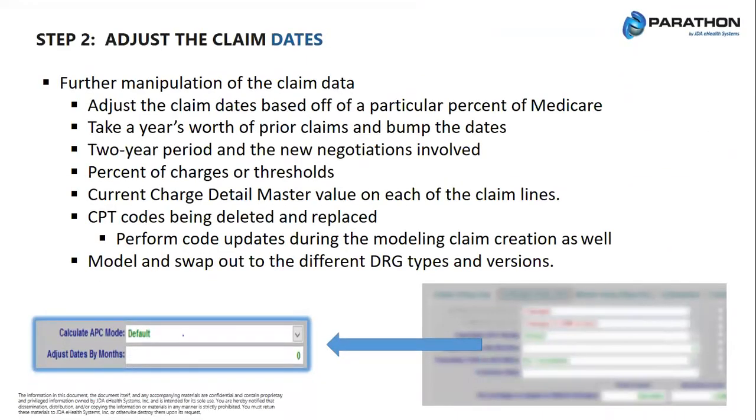Step two is to adjust the claim data. So you need to apply further manipulation of the claim data. In order to do this, you would adjust the claim dates based on a particular percentage of Medicare if you wanted. You could also have the option of taking a year's worth of prior claims and bumping up the dates. You can take a two-year prior period and look at it versus the new negotiation, or you can take a percentage of charges or thresholds. CPT codes can be deleted or replaced. You can also model and swap out different DRG types and versions. So we have a lot of ways to adjust the claim, and these are only a few.